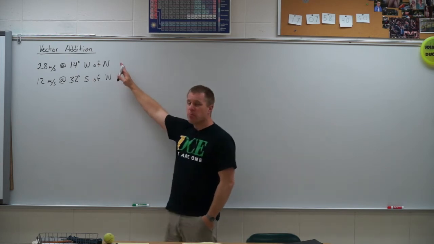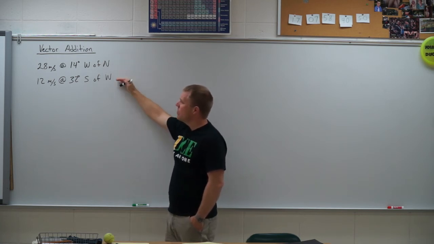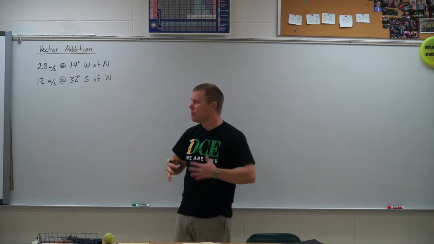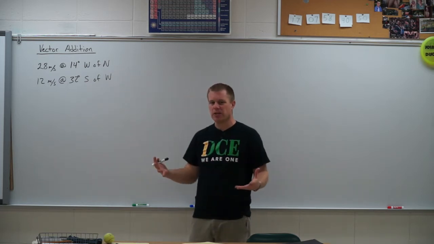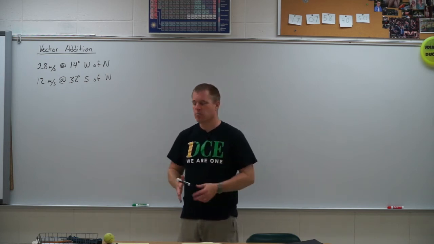So the first step we're going to do is draw a diagram. I have these two vectors, 28 meters per second at 14 degrees west of north and 12 meters per second at 32 degrees south of west. What I'm going to do first is draw just a general picture, a graphical addition, if you will, just to see what I should end up with.